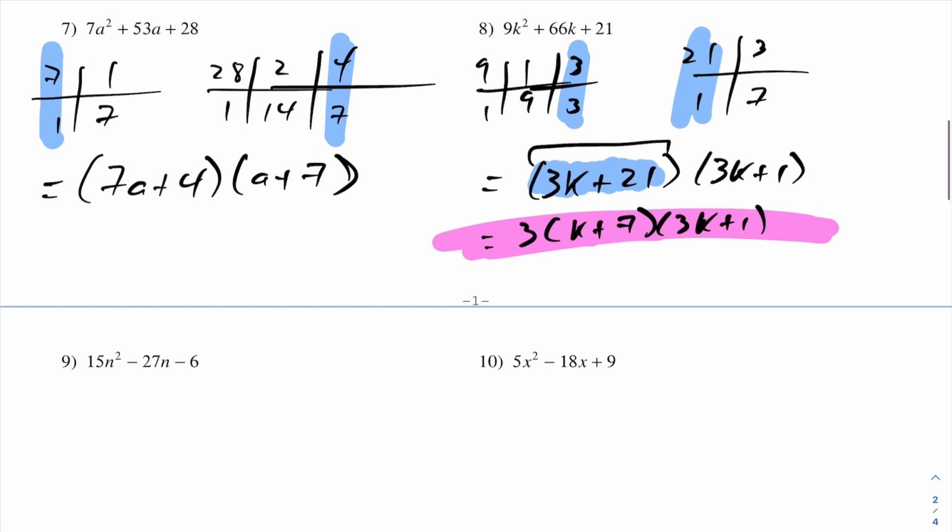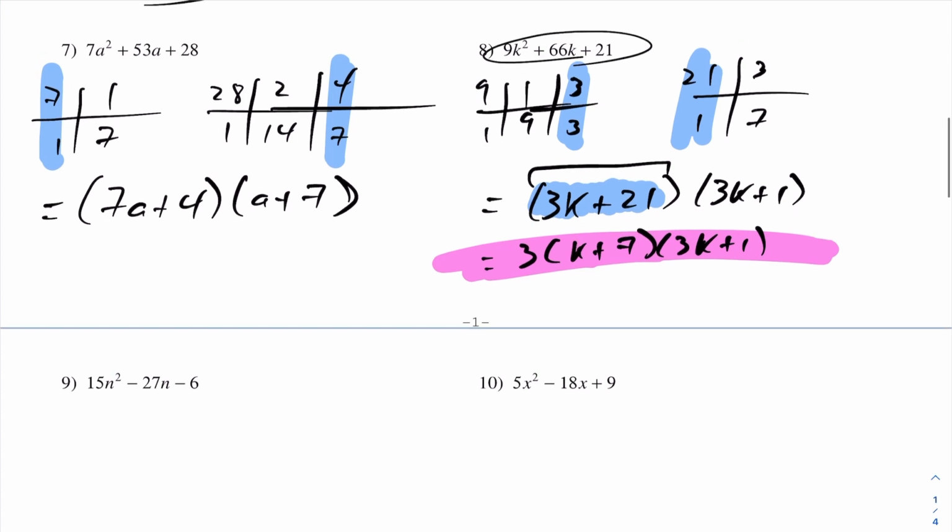What I wanted to show you is that it's not wrong when you do this, but if you do see a common factor like we have here, I could have done more initially. What I mean by that is in the initial question, I could have factored a 3 out of here, leaving me with 3k squared plus 22k plus 7, and then done my charting on the 3k squared plus 22k plus 7.